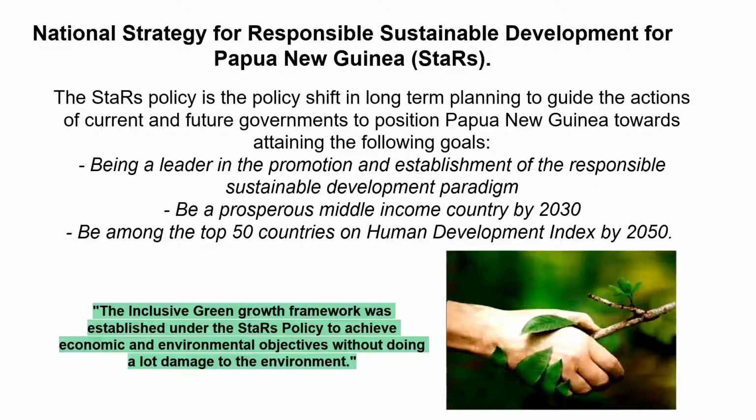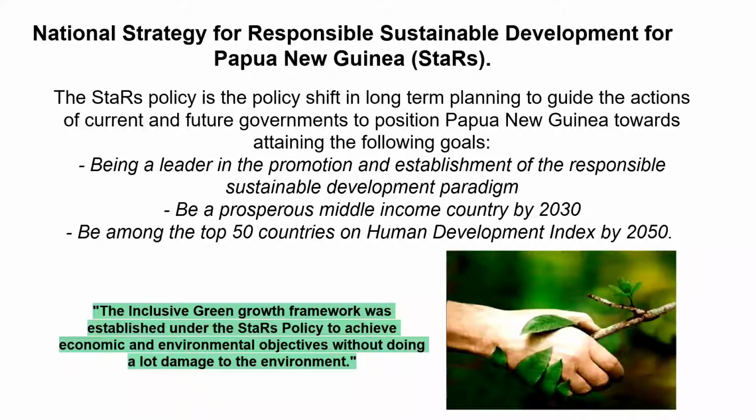The National Strategy for Responsible Sustainable Development is a policy which was implemented under Vision 2050 by the Department of National Planning and Monitoring. The STARS policy is the policy shift in long-term planning to guide the actions of current and future governments to position PNG towards attaining the following goals. Number 1, being a leader in the promotion and establishment of the responsible, sustainable development paradigm. Number 2, be a prosperous middle-income country by 2030. Number 3, be among the top 50 countries on Human Development Index by 2050.